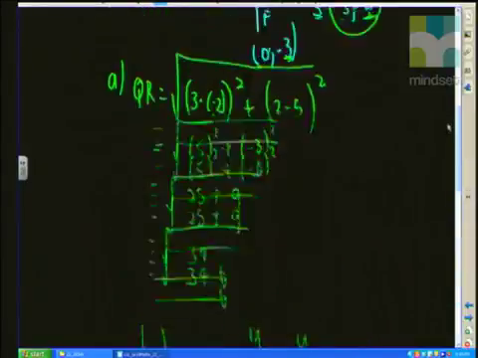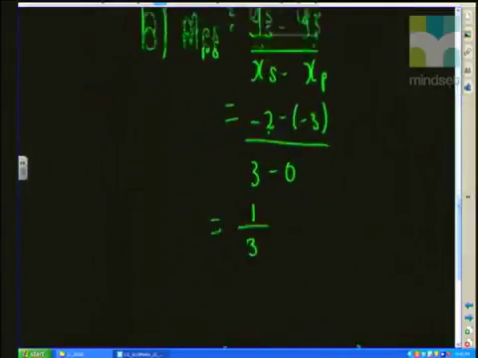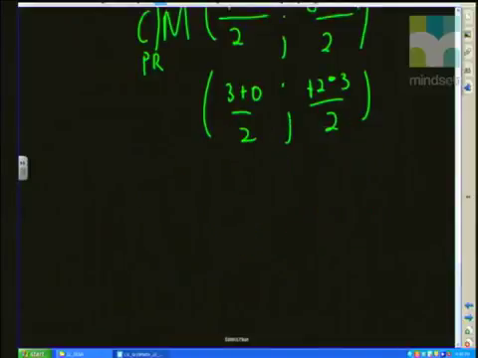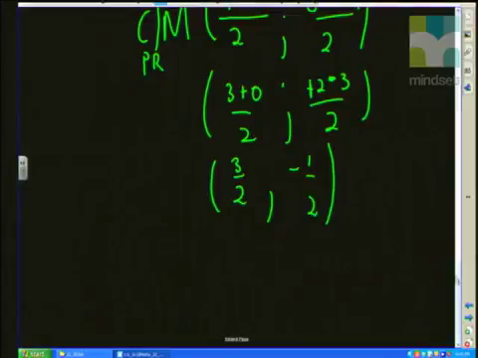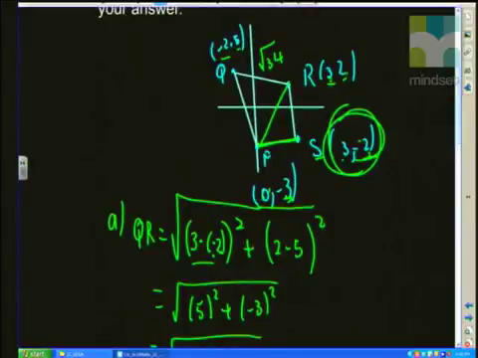Just want to make sure I'm taking the right coordinates there. No, they are swapped over to point S. So it's going to be 3 plus 0 divided by 2, and then 2 minus 3 divided by 2. Minus 3 plus 2, divided by 2. And that's going to give me 3 over 2 and minus 1 over 2. Okay, so we've got the midpoint of this diagonal PR.